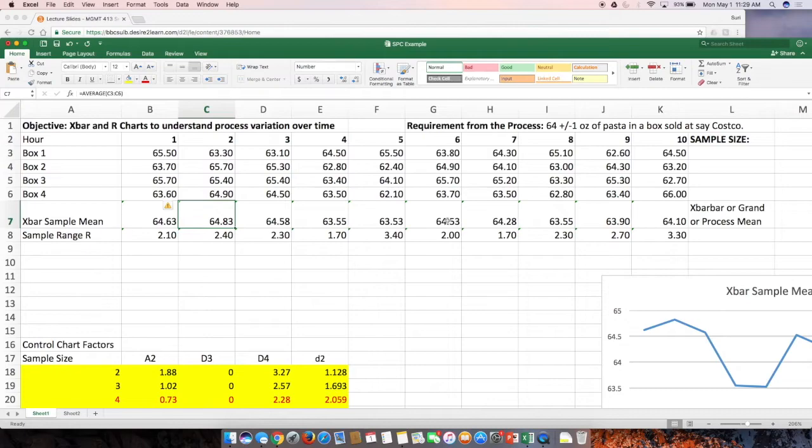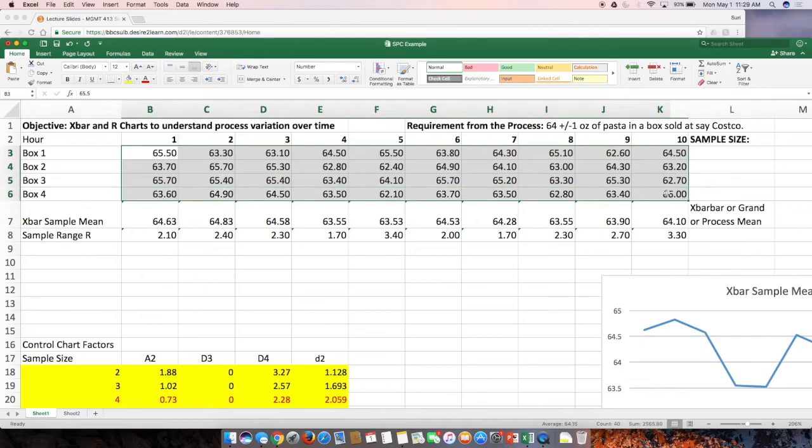As the average of the averages. That's why we call it X bar bar. Bar over bar, and so bar means average. And so if you're taking twice the average, which means you're taking the average of the average, you can do that, or you can also take the average of all these 40 observations. Doesn't matter, because every time our sample size is 4.